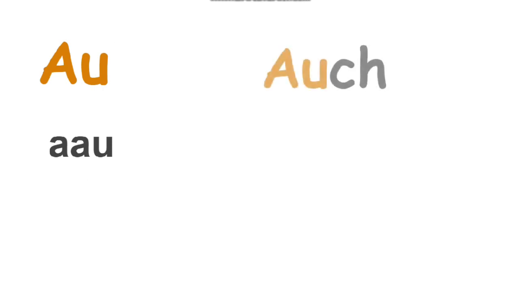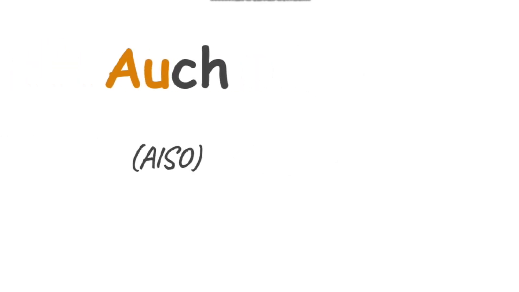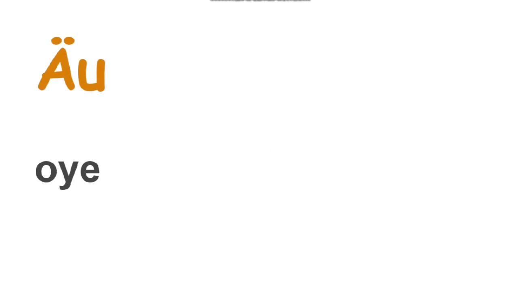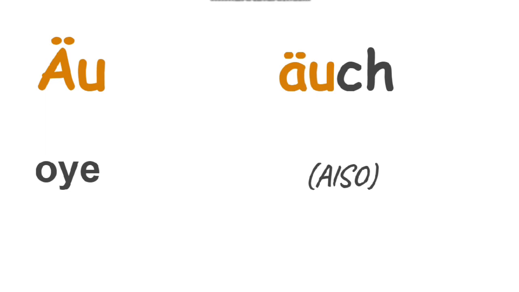Another combination is AU. It sounds as ow. Auch, which means also. The next combination is A umlaut and U, which sounds as oy. Auch, which means also.